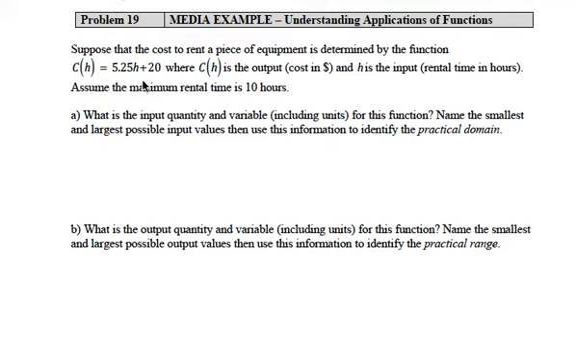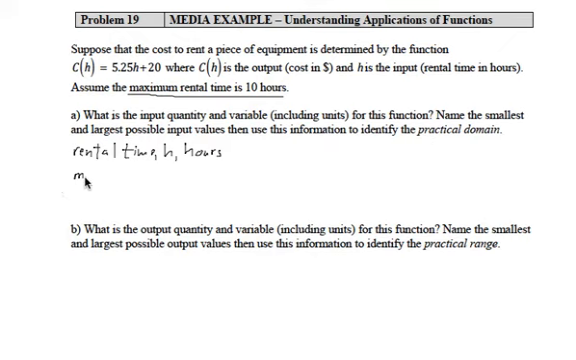So part A, let's underline that. Part A says, what is the input quantity and variable for this function? Well, the quantity is rental time. The variable is H, and the units are hours. Name the smallest and largest possible input values, then use this information to identify the practical domain.